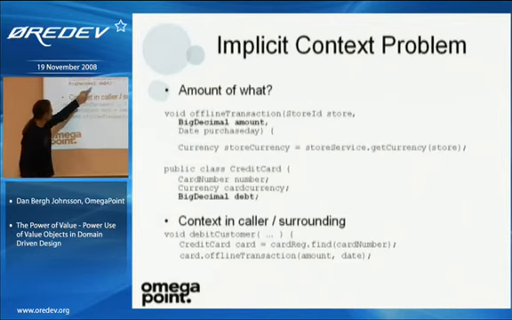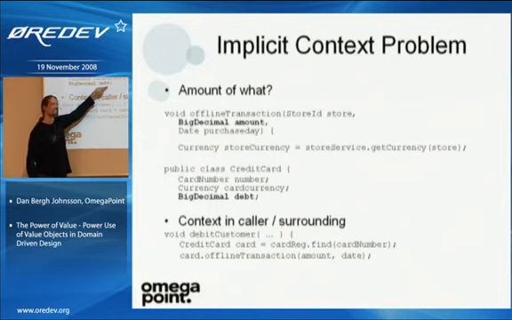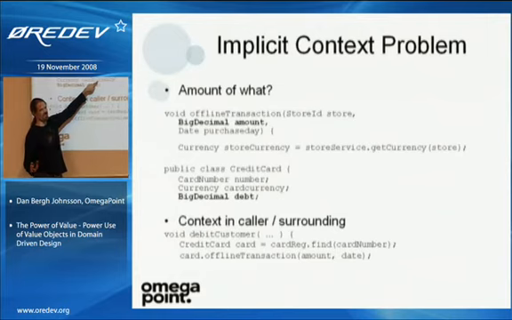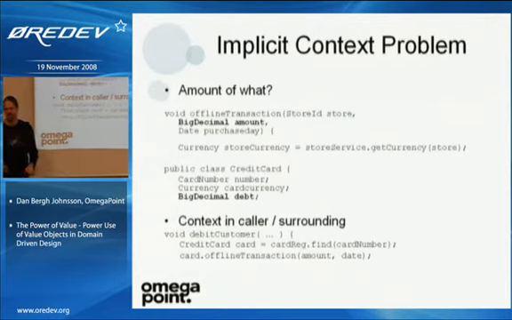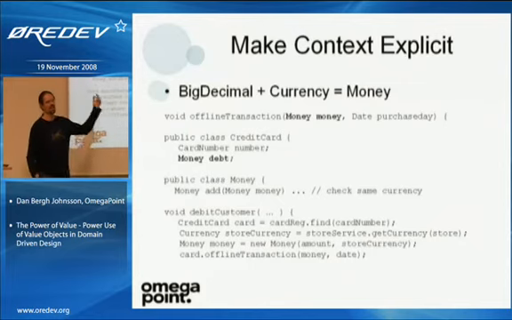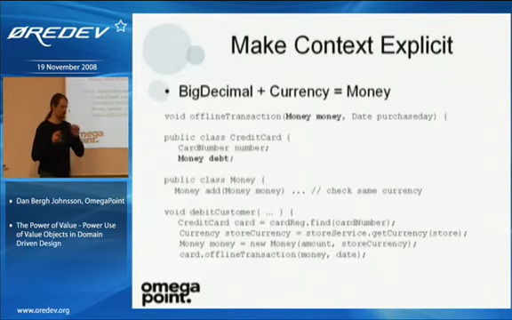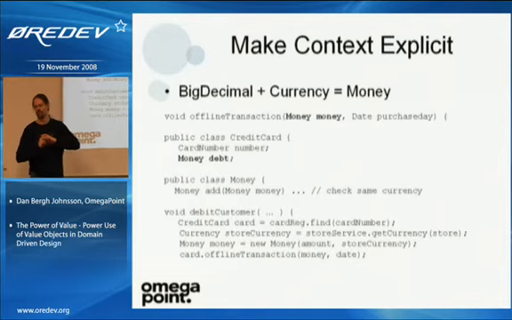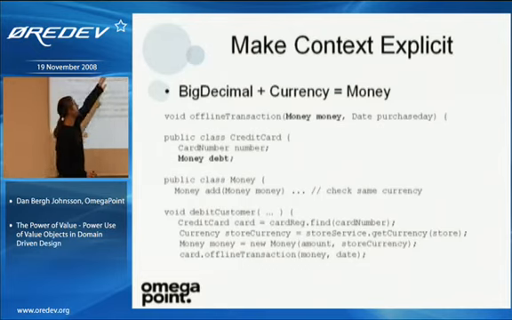Same thing here. Credit card debt actually contains implicit context. It's not very far off. It's up there, but it's actually in the context. So what to do about it? Well, we make it explicit. And, of course, the money class as such is no news. But the process of finding implicit contexts and making them explicit is well worth mentioning. So we have an offline transaction that now takes the money.